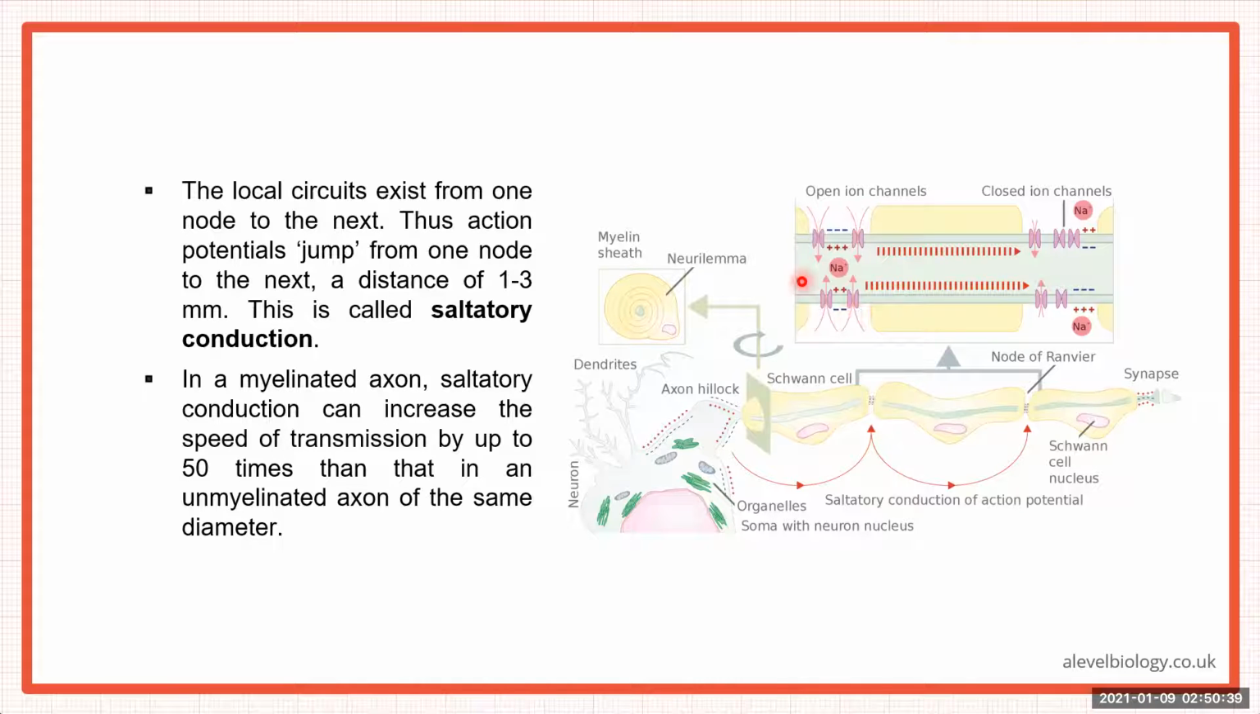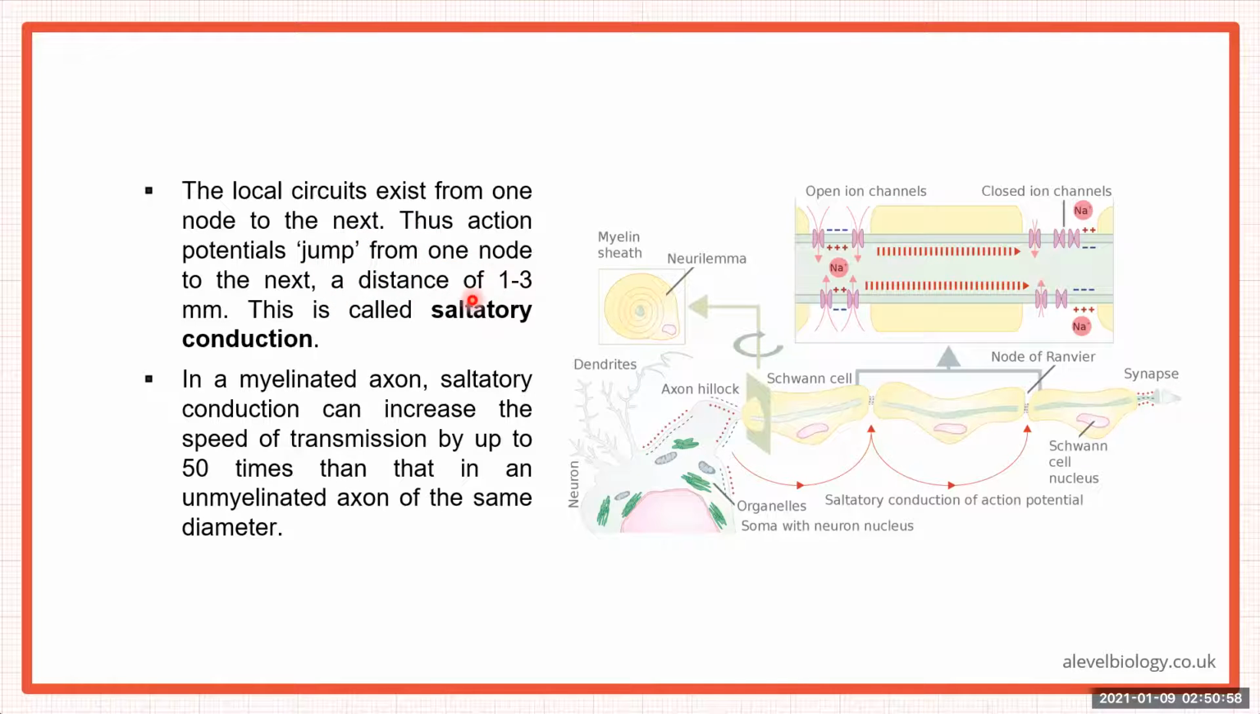This is the part where the voltage gated channels and all these channels are actually concentrated. So this is a very small area. See, that's the reason it seems to jump from one part to the next, right? These local circuits exist from one node to the next. That's the reason the action potential jumps from one node to the next.